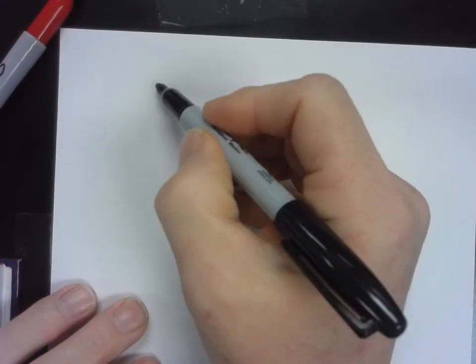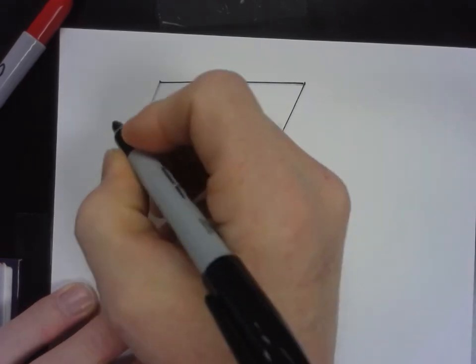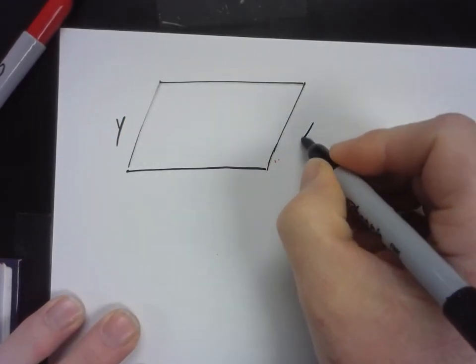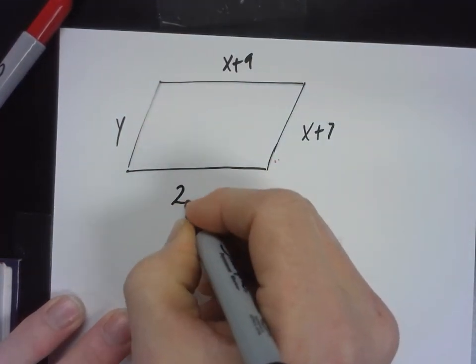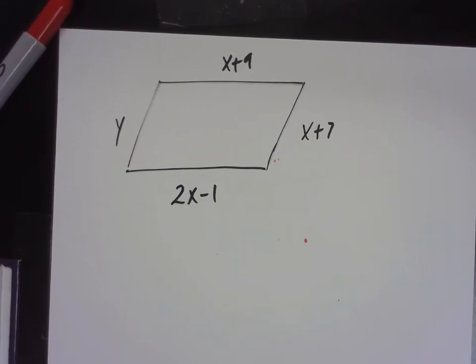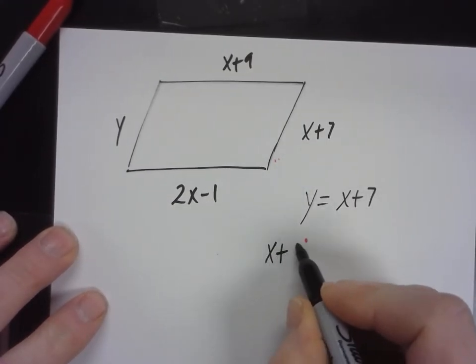Let's see how easy this one can be. I know you guys want to pack. Y, x plus 7, x plus 9, and 2x minus 1. Hold on. This is a good one. Check this out. It's a parallelogram. We know the opposite sides are congruent. So what's the equations we can come up with? Y equals x plus 7 and x plus 9.